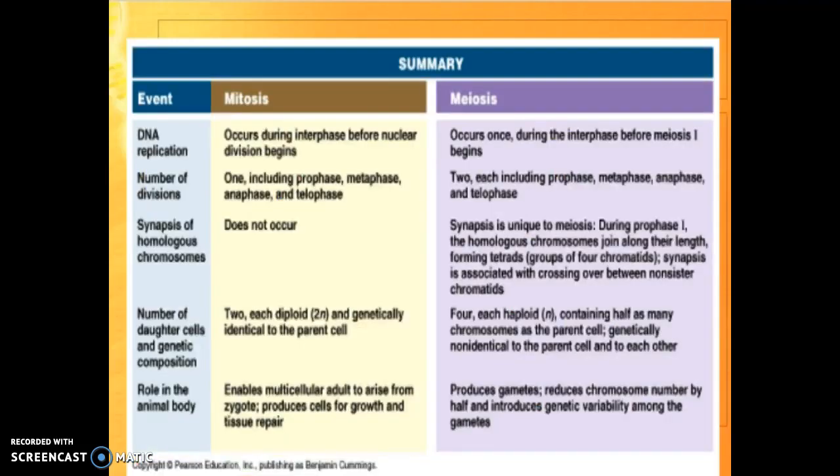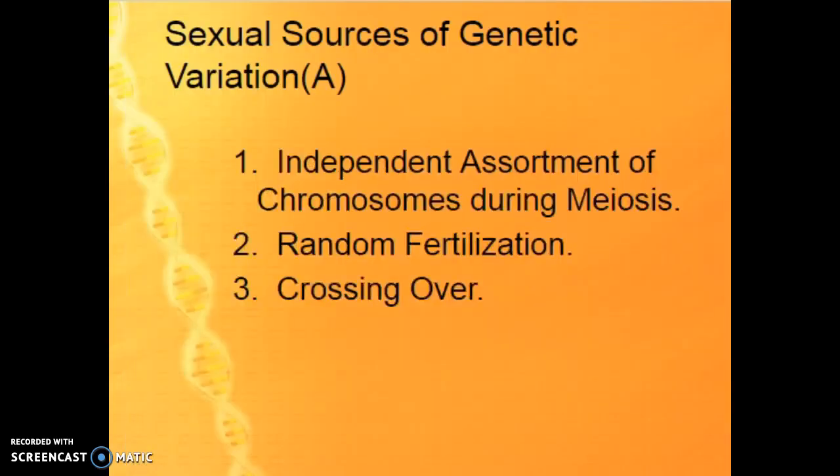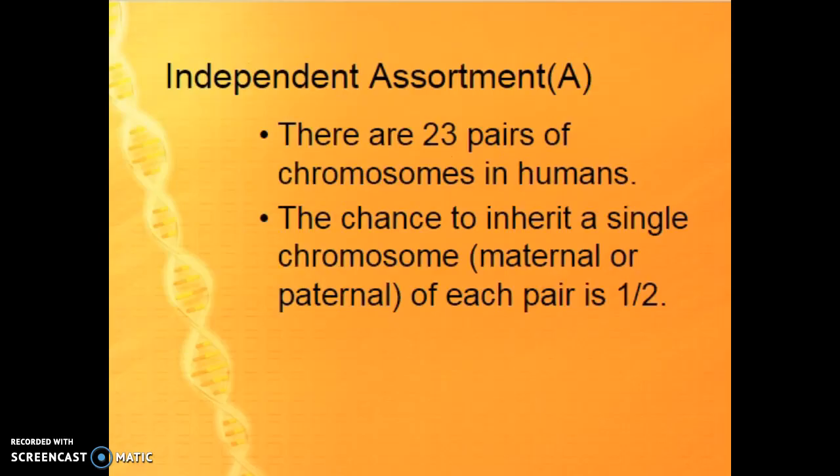That picture kind of summarizes all that. There's a table that summarizes all that. It comes straight out of your textbook, so I'm not spending a lot of time talking through those. 3 big sources of genetic variation in meiosis: independent assortment we talked through, random fertilization, and crossing over we'll talk through here in a few.